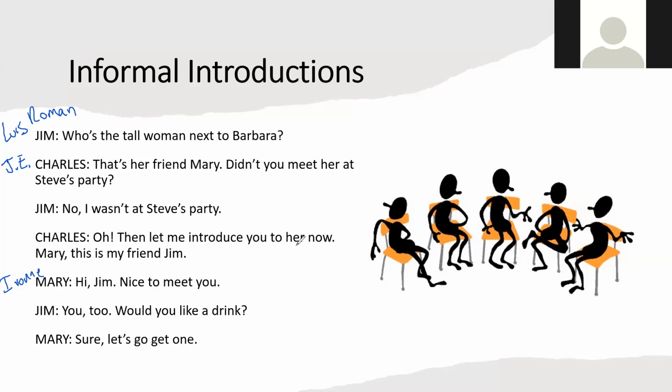Who's the tall woman next to Barbara? That's his friend, Mary. Didn't you meet her at Steve's party? No, I wasn't at Steve's party. Oh, then let me introduce you to her now. Mary, this is my friend Jim. Hi, Jim. Nice to meet you. You too. Would you like a drink? Sure, let's go get one.